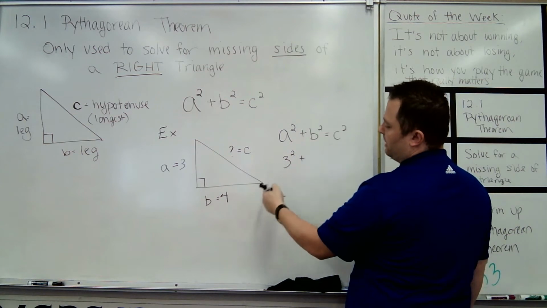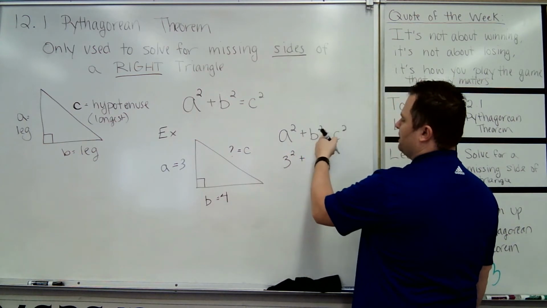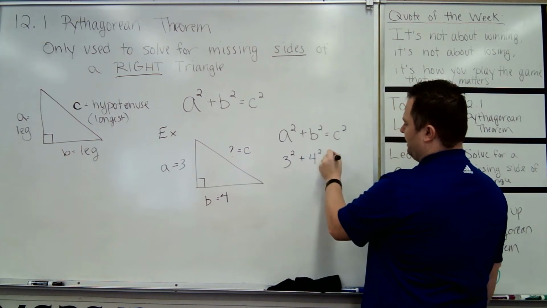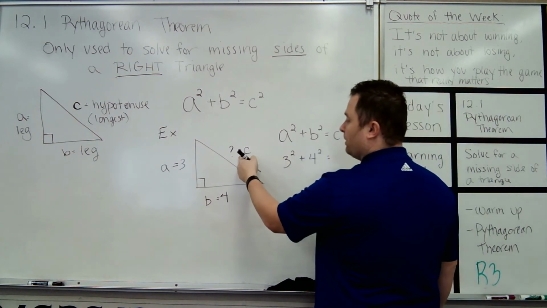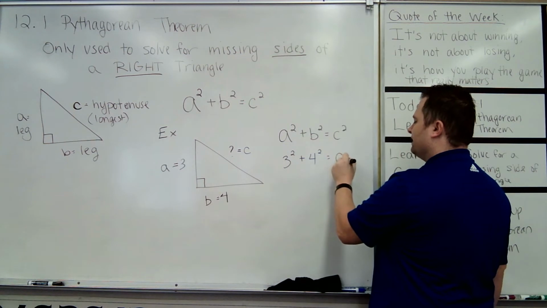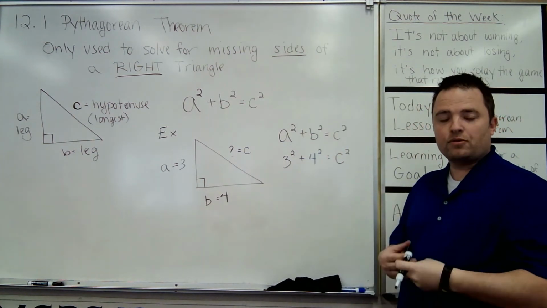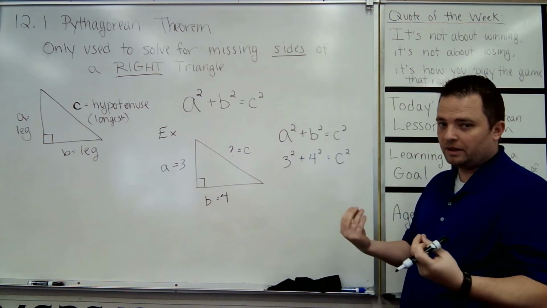Plus, I know what b is. I can think of b as 4. So b squared becomes 4 squared. And that's equal to c squared. And I don't know what c is, so I'm going to leave it as c squared. I'm going to just leave c alone. I'm trying to solve for c. Here comes that algebra again.